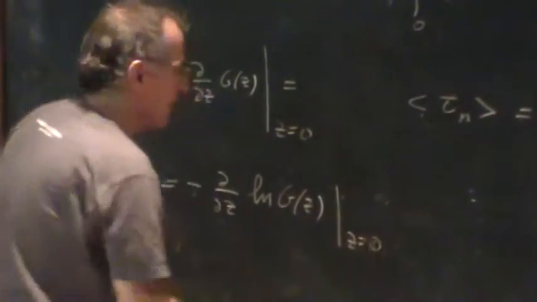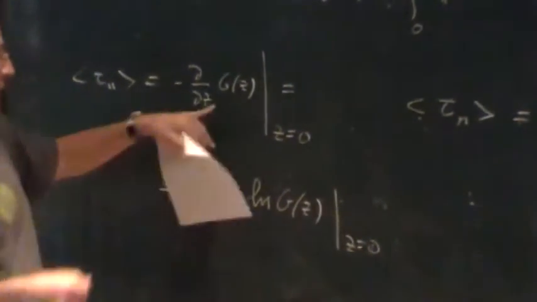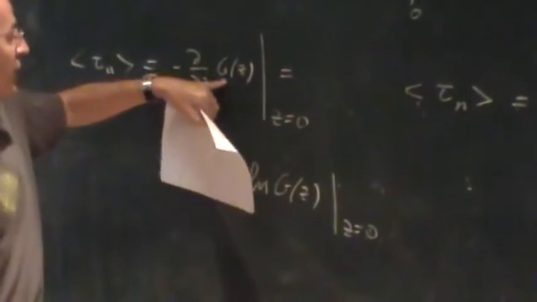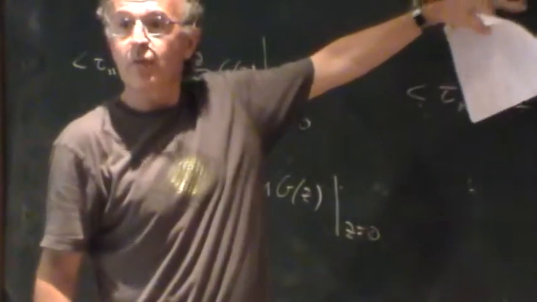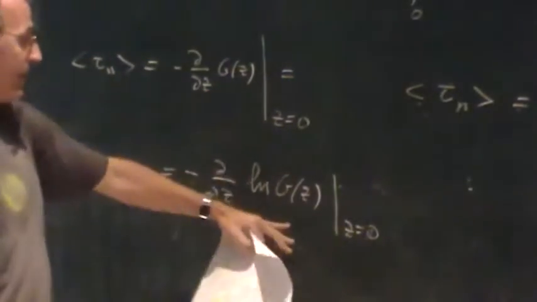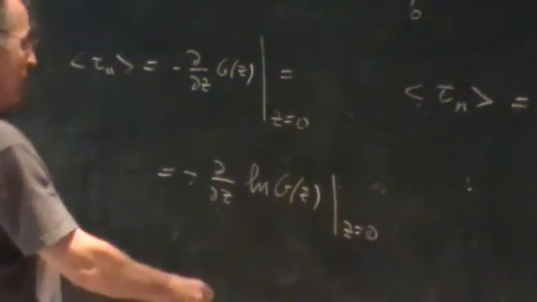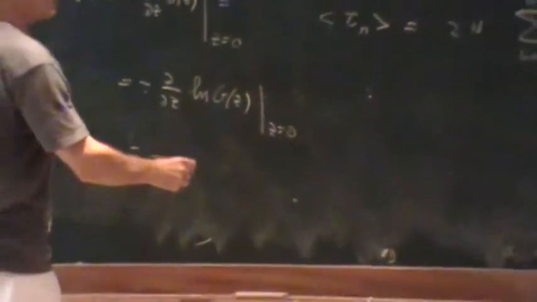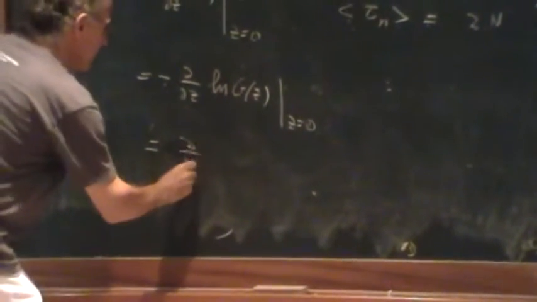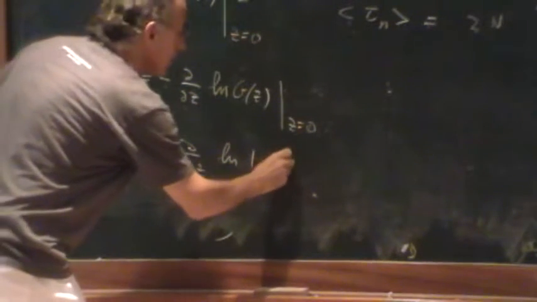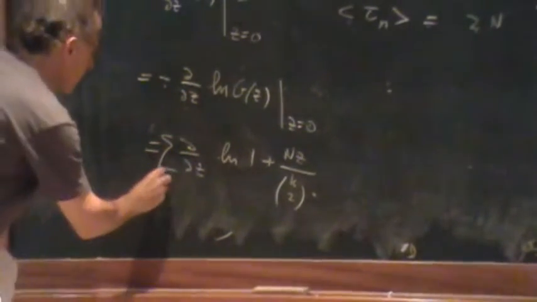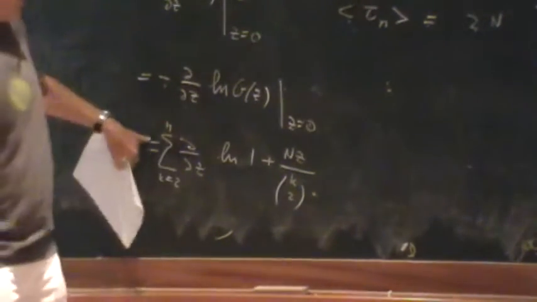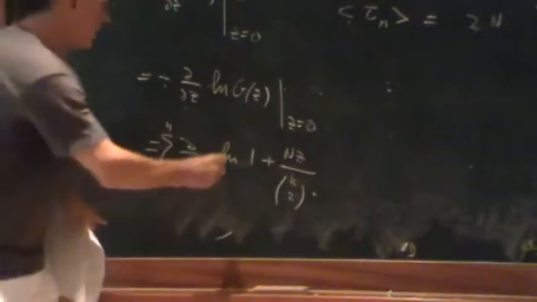Z equal to zero. And this is actually because G of zero is just a normalization. G of zero is always equal to one, so we can always divide this by G of zero. Fine. So this is z log 1 plus n z, k from 2 to n. Okay? And now the rest of it is just differentiation.